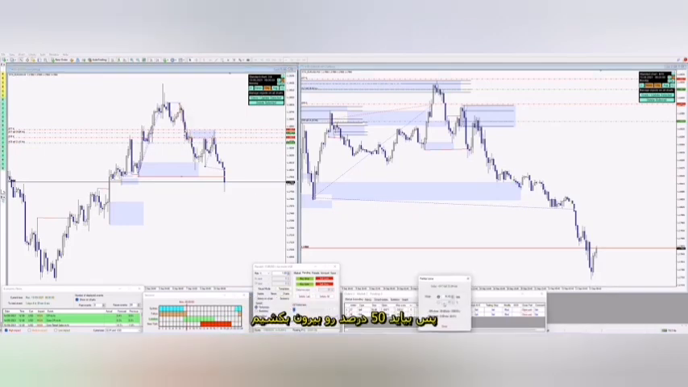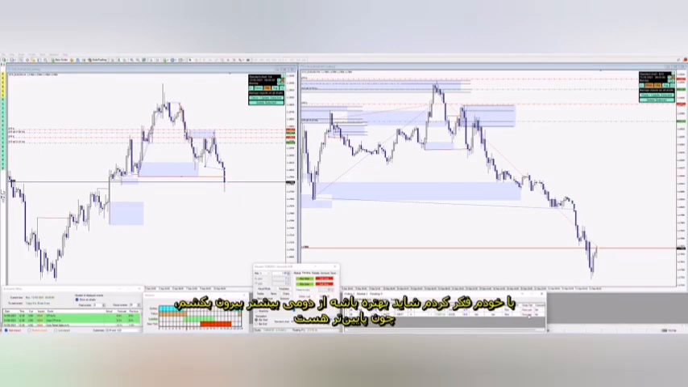So I'm going to take some partials. Let's close 50% on those. Yeah, we'll do 50. I was just thinking of maybe going heavier on the second one because we're lower down, but yeah, we'll just do 50% on that, and then we'll see how we go.